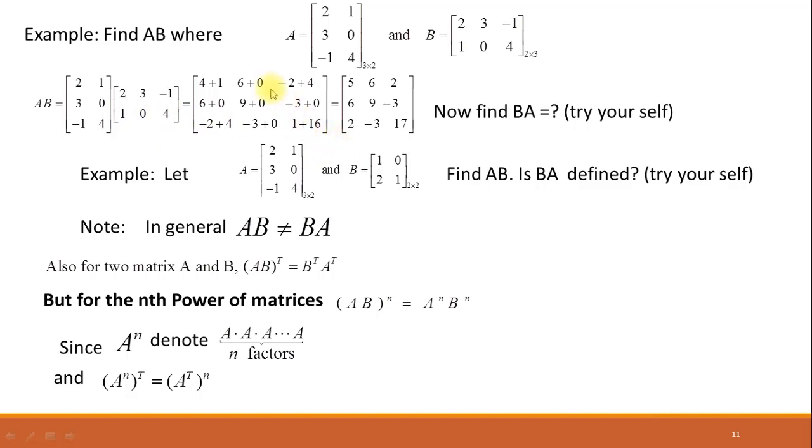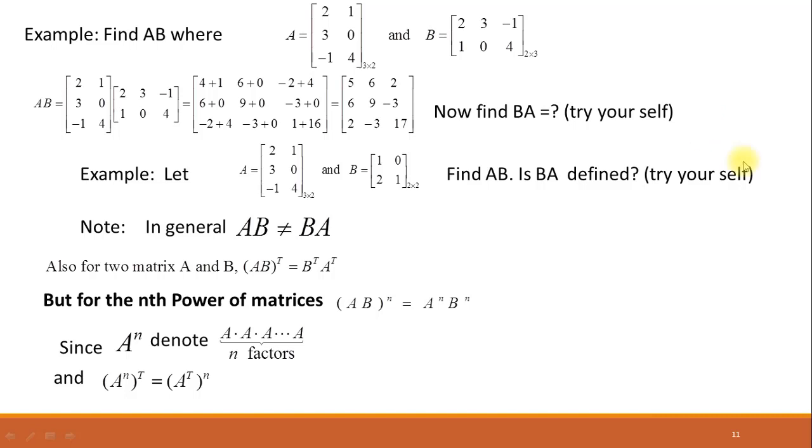So the result is 4 plus 1 is equal to 5, 6 plus 0 is equal to 6, minus 2 plus 4 is equal to 2, 6 plus 0 is equal to 6, 9 plus 0 is equal to 9, minus 3 plus 0 is equal to minus 3, and minus 2 plus 4 is equal to 2, minus 3 plus 0 is equal to minus 3, 1 plus 16 is equal to 17. Now finding AB is the home task for the student.